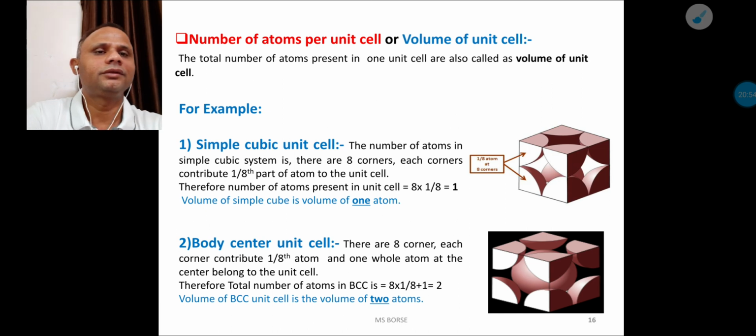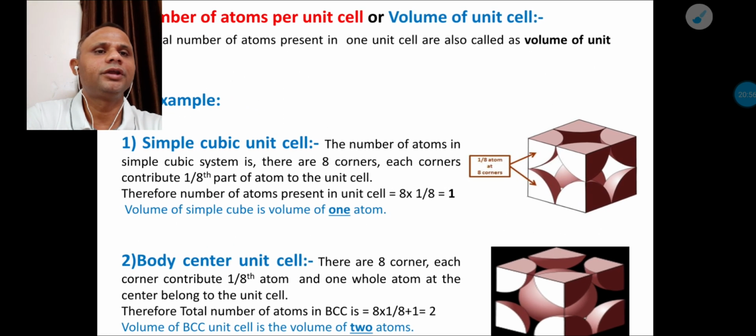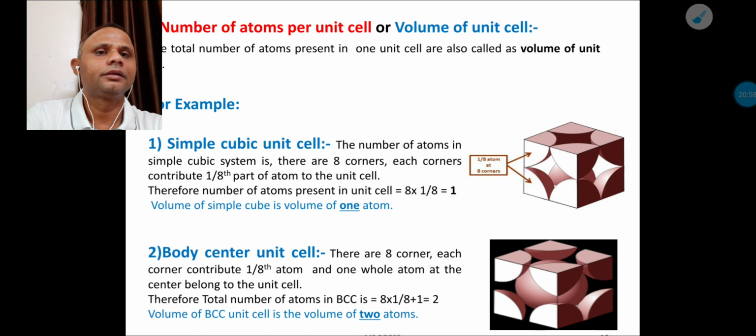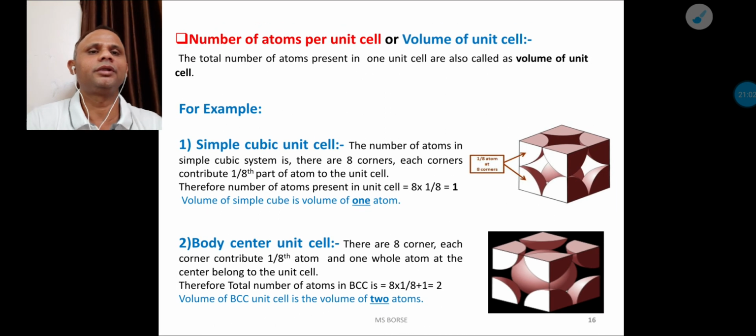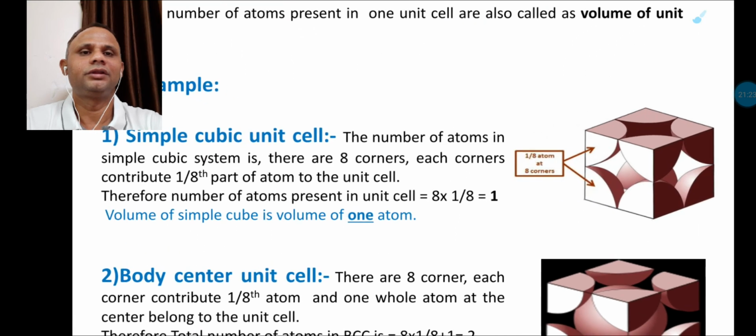Next is the number of atoms per unit cell. That means there is a relation in crystalline compounds. The number of atoms in the unit cell is related to the volume of the unit cell. That means the total number of atoms present in one unit cell is also called the volume of the unit cell. That means if you find the number of atoms in the unit cell, then we can determine the volume of the unit cell. So let us see one by one.